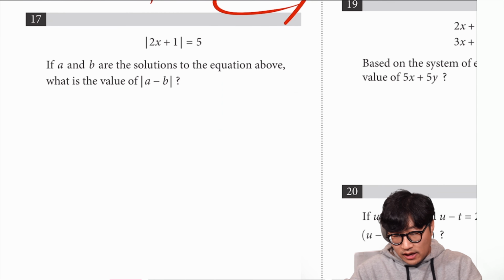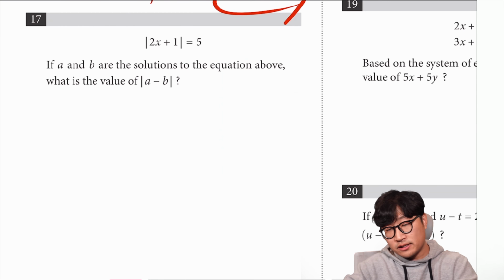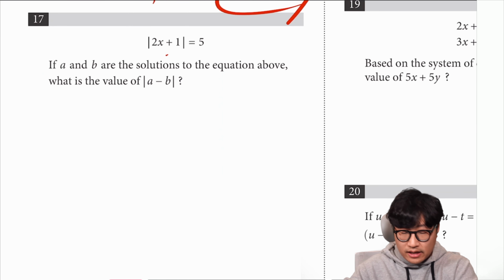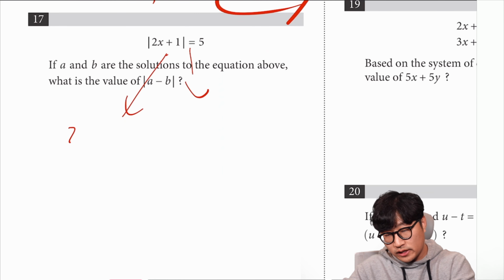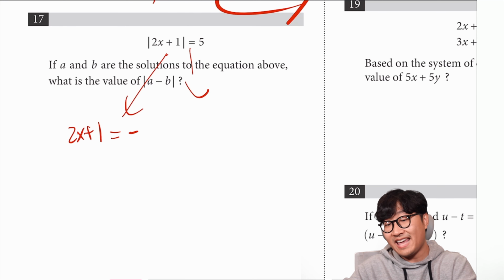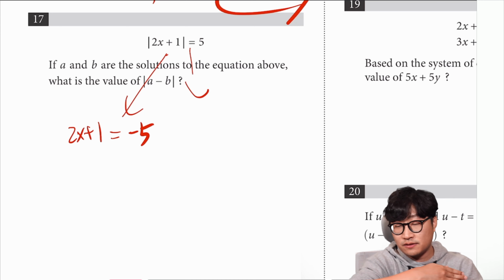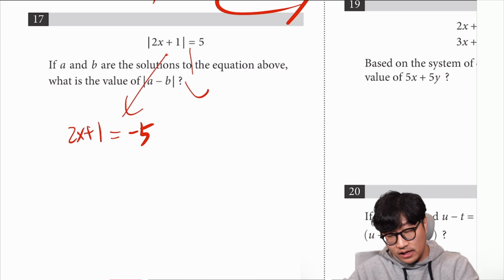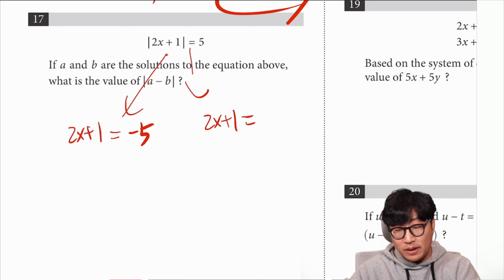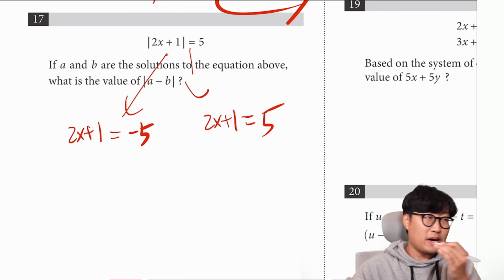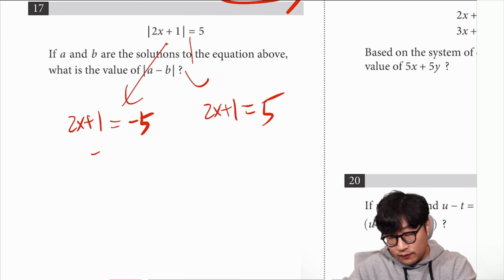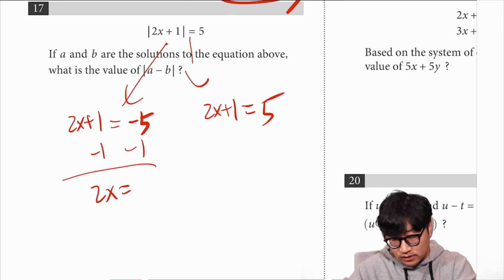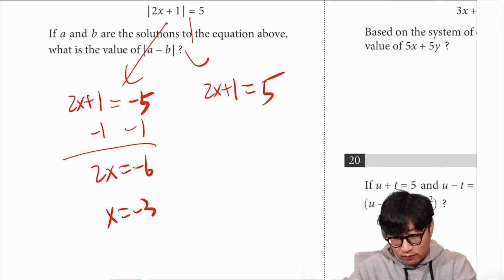Number 17, a and b is a solution. What is the value of a minus b? So you can go ahead and say that 2x plus 1 inside the absolute value could be negative 5, because it'll still come out to be positive 5 if you take the absolute value of it. And that'll be 2x plus 1 is equal to positive 5. So if you just subtract 1 on both sides, then you get 2x is equal to negative 6. So x is equal to negative 3.